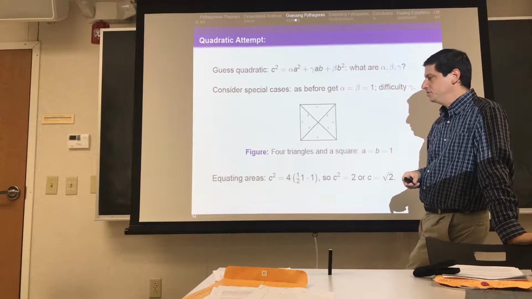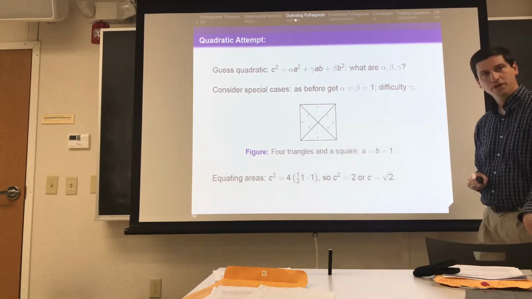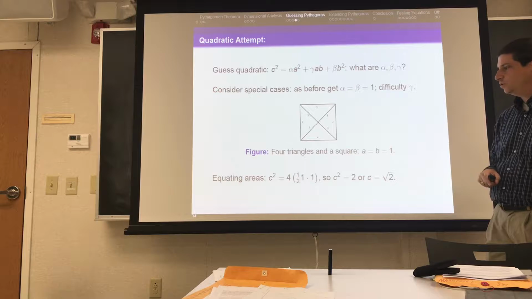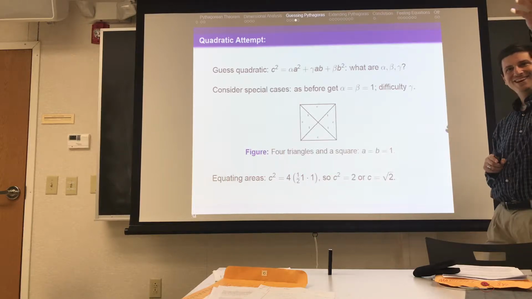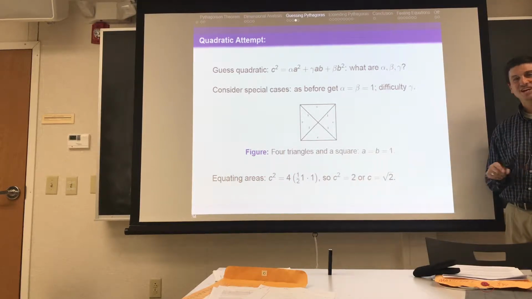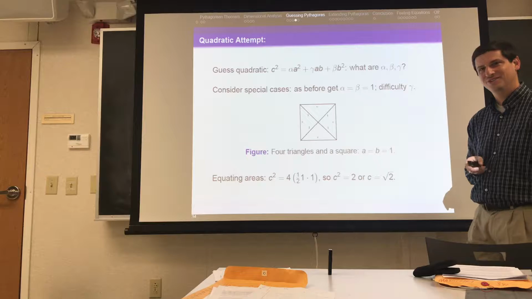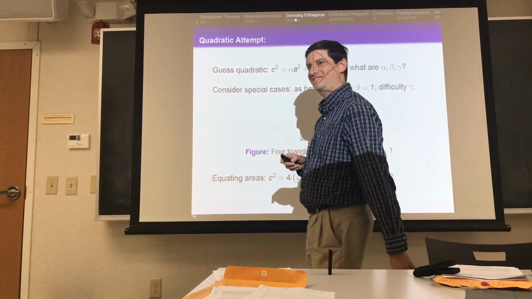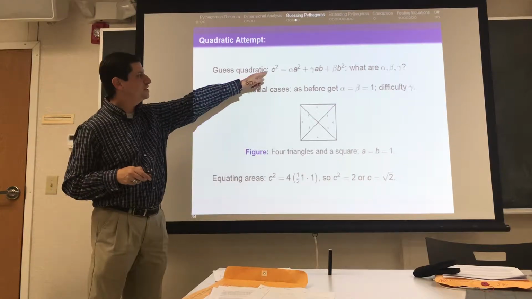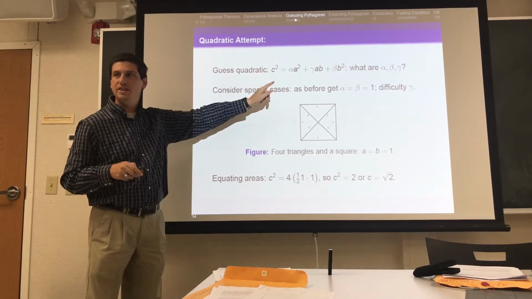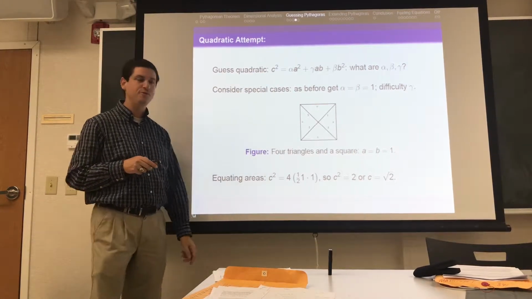Calculate things two different ways. The area is going to be C squared, and it's also going to be 4 times 1/2, 1 times 1. So we get C squared is 2, or C equals the square root of 2. Hey, finally! Did we just prove C equals the square root of 2? In this case, if this relationship holds, then it forces C to be the square root of 2. We have not proven that yet.